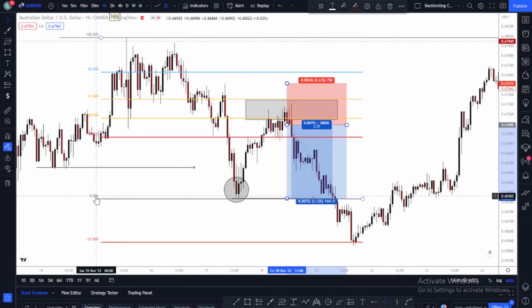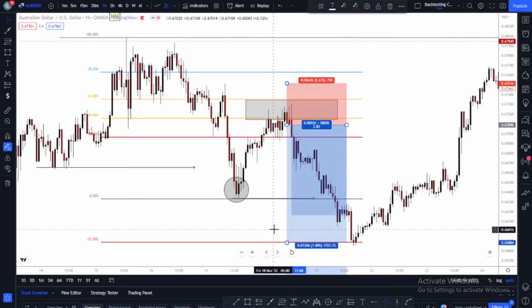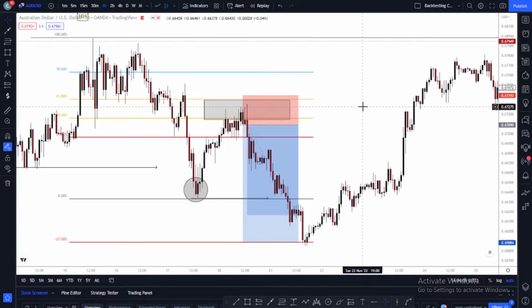My second take profit goes to the minus 27% extension. Minus 27% Fibonacci extension. That's where I take my second take profit. Alright, it's as simple as that. So now let's get to our second setup.